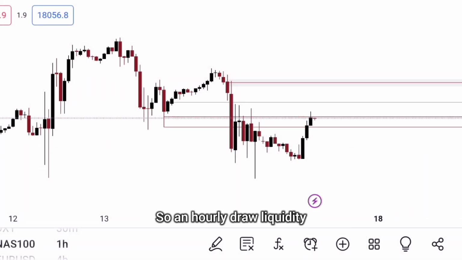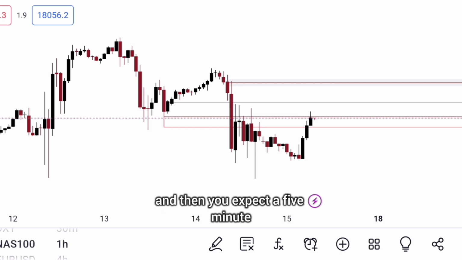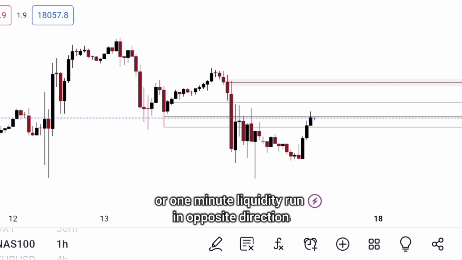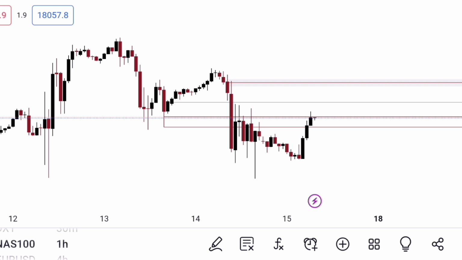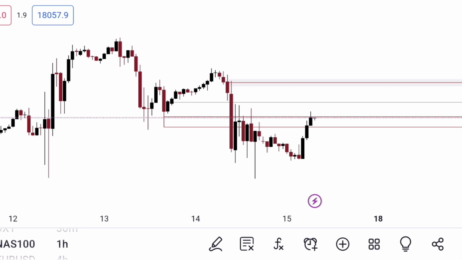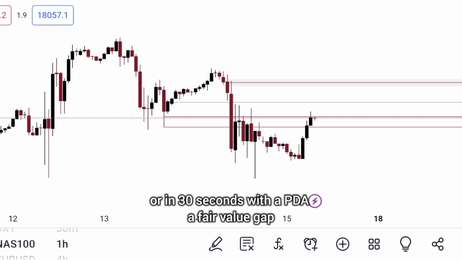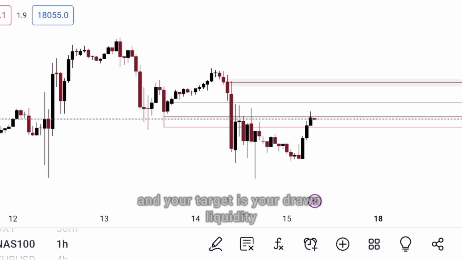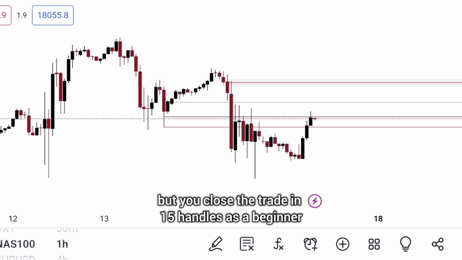So an hourly draw on liquidity or 60 minutes draw on liquidity, that will be your bias, and then you expect a 5-minute or 1-minute liquidity run in the opposite direction of your bias, of your draw on liquidity, and then you enter the trade in lower time frames, 1 minute or 30 seconds, with a PDA, a fair value gap, and your target is your draw on liquidity, but you close the trade at 15 handles as a beginner.